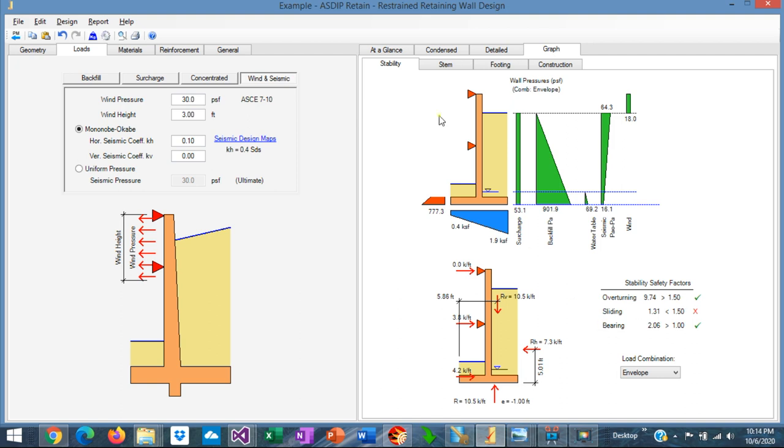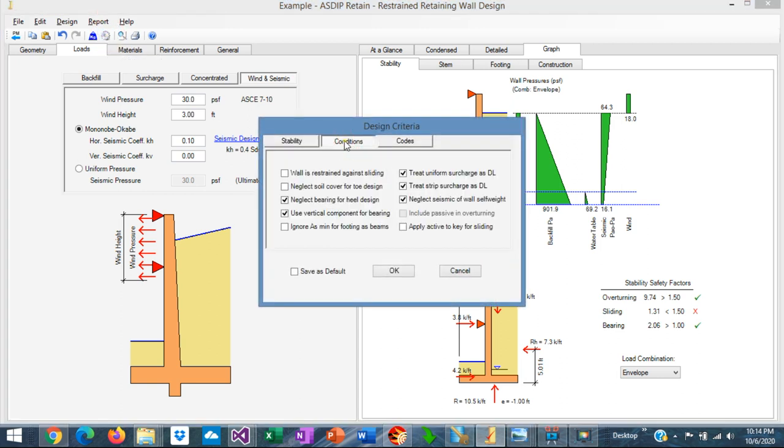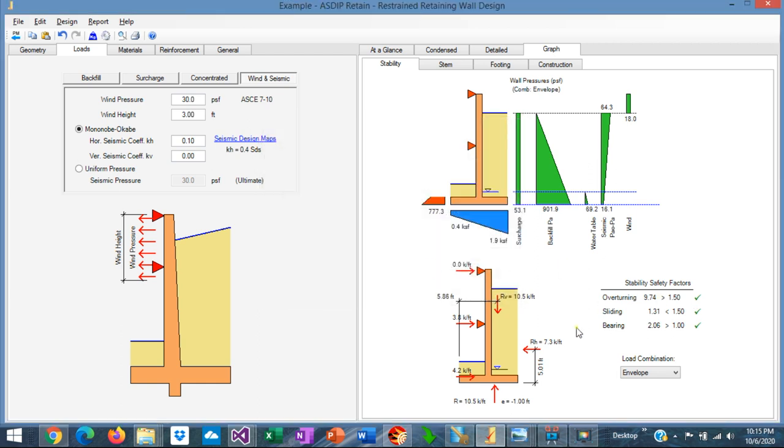In basement walls, it's common practice that the bottom slab on grade restrains the lateral movement of the wall. In the program, in the design criteria conditions, we can specify with the first checkbox that says wall is restrained against sliding. If that's the case, we just check that box, and then the sliding problem disappears. Now the wall is restrained at the bottom against sliding.